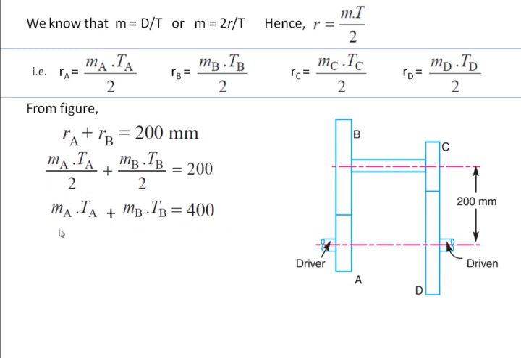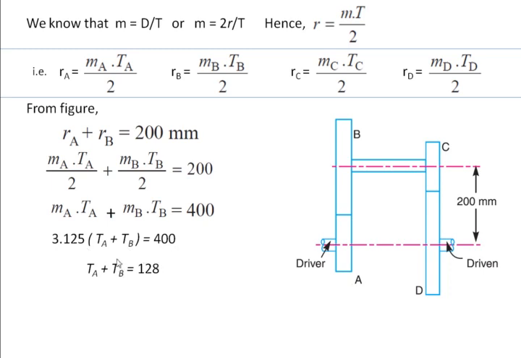Now the module for A and B is the same, that is 3.125 as per the given data in the problem. So we take this module as common, 3.125 into TA plus TB equal to 400, or TA plus TB equal to 128. If we divide this 400 by 3.125, we get 128.